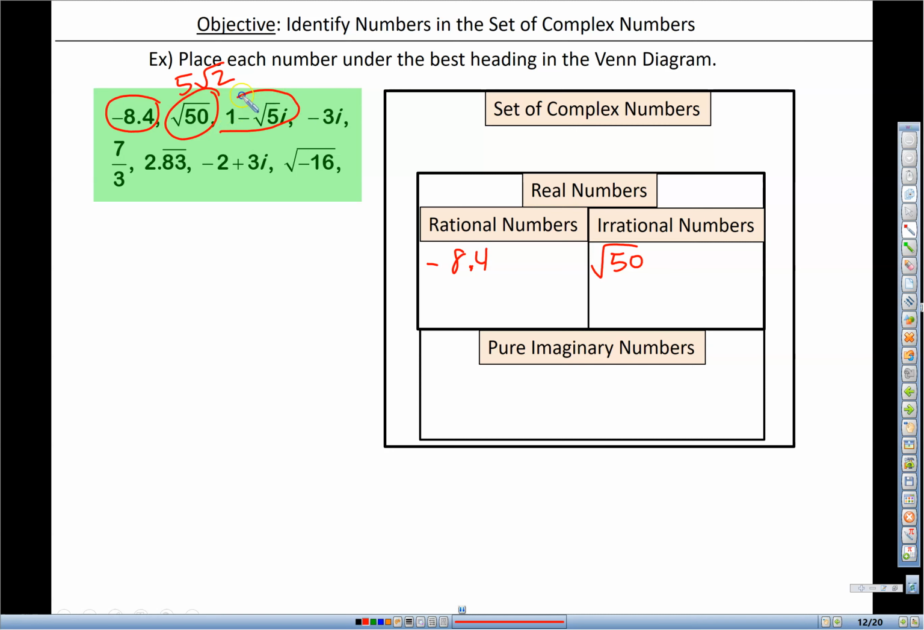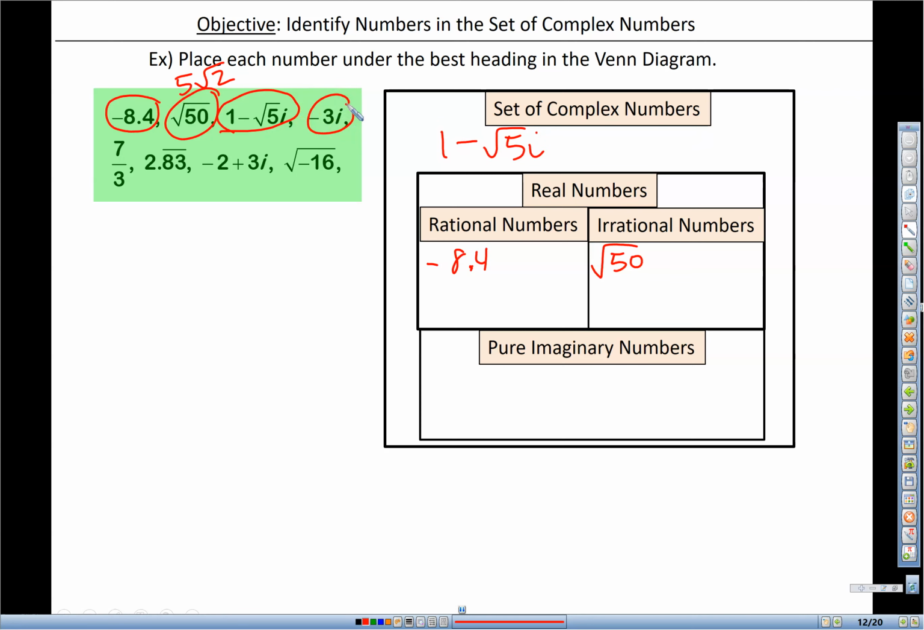Next number we're looking at is 1 minus the square root of 5i. Notice its structure. It has subtraction, and it has two parts. 1 is a real number, and root 5i is imaginary. So it has a real part and an imaginary part, which makes it a complex number, but not part of either of the subsets. So 1 minus root 5i would go here.